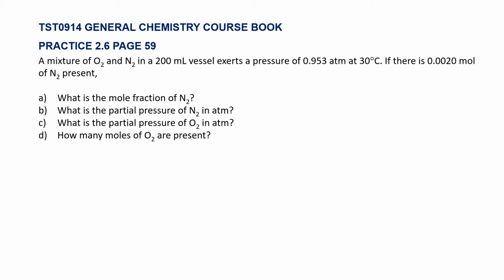A mixture of O2 and N2 in a 200 ml vessel exerts a pressure of 0.953 atm at 30 degrees Celsius. If there is 0.0020 mole of N2 present, what is the mole fraction of N2? What is the partial pressure of N2 in atm? What is the partial pressure of O2 in atm? And how many moles of O2 are present?